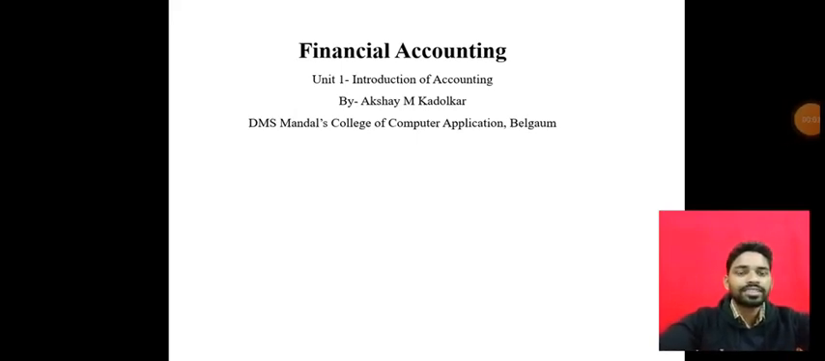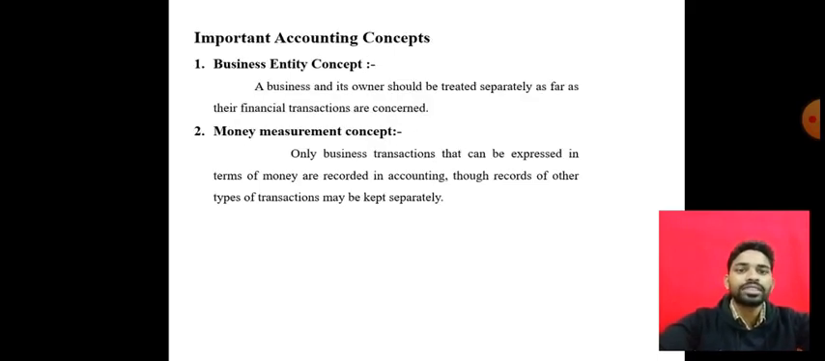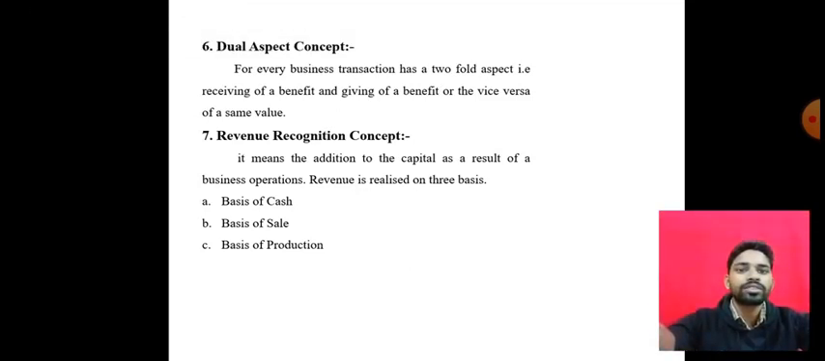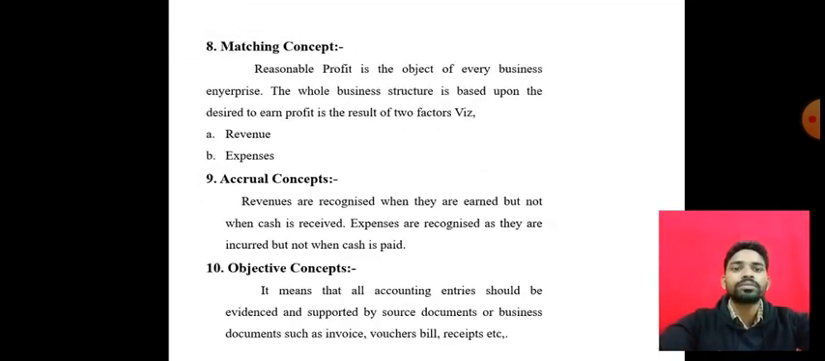In the last class, we saw the basic concepts of accounting. We discussed the business entity concept, the money measurement concept, the going concern concept, the dual aspect concept, the revenue recognition concept, the matching concept, the accrual concept, and the objectivity concept. These concepts we discussed in the last session.